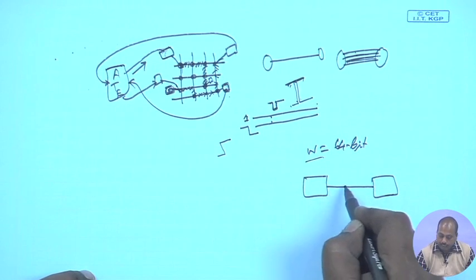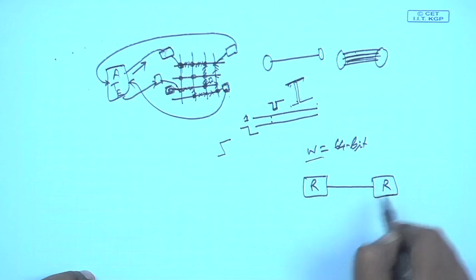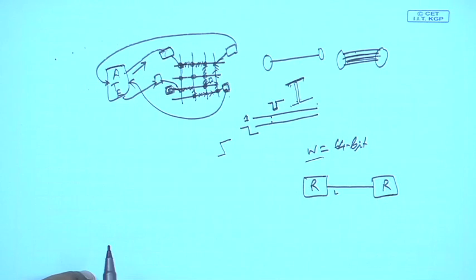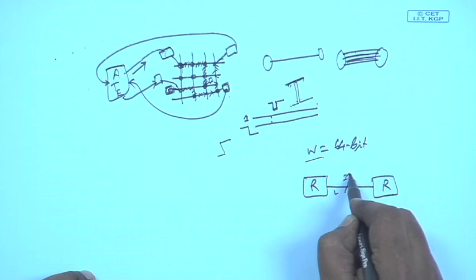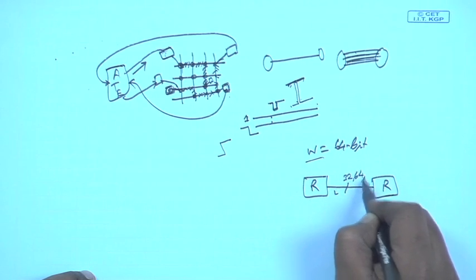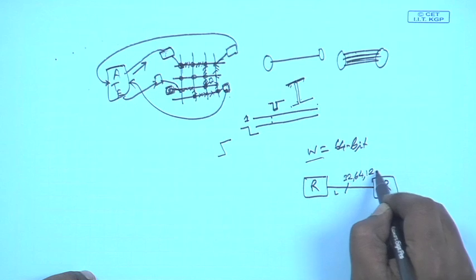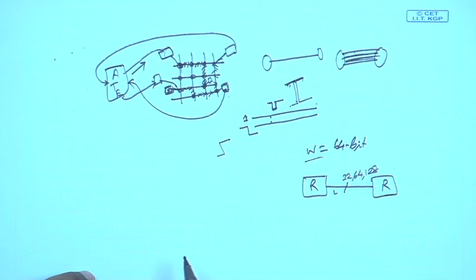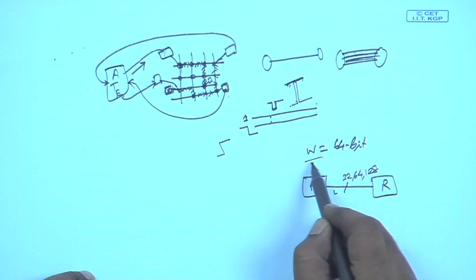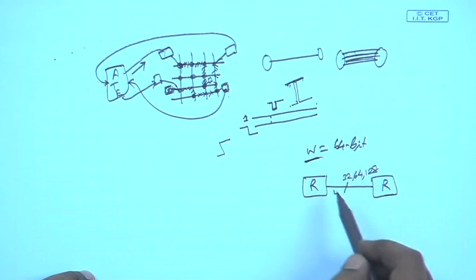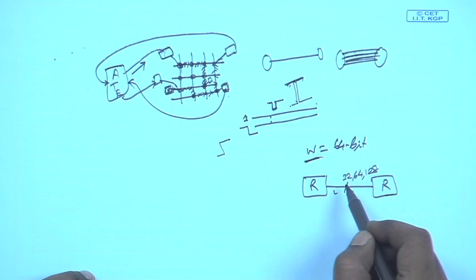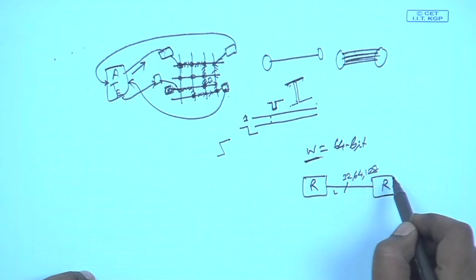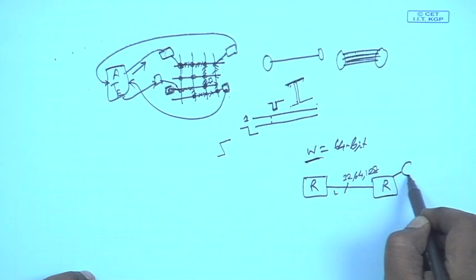So this is a router, this is a router, and this is a link. Now this link has a particular size, maybe 32 bit, or 64 bit, or 128 bit. So the link may have some number of bits in it. I do not have any option. I cannot give fewer bits to be transferred to this core.